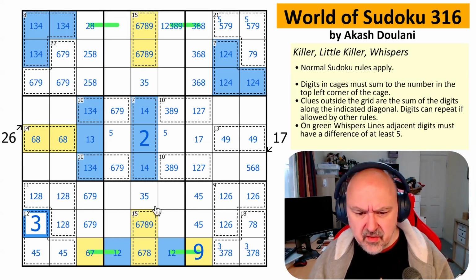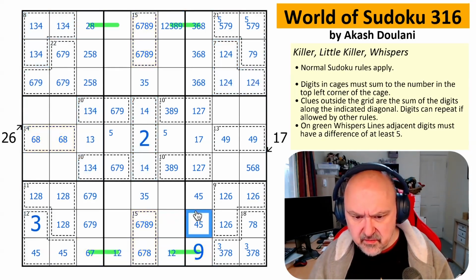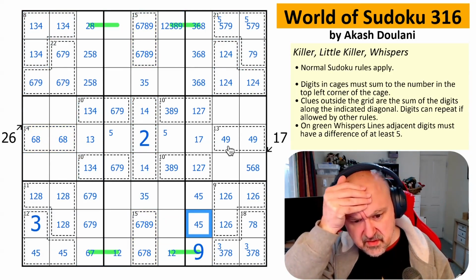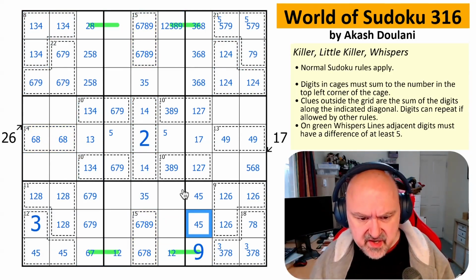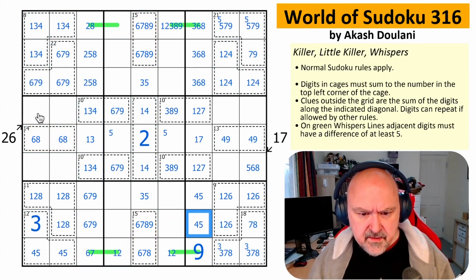And I don't think high-low is helping me in this puzzle at all, is it? I really don't think so. I'm going to get rid of it. The colouring is just making me distracted. So this is 2. I'm going to pencil mark this cell because it's down to 4 options and it's potentially helping the whisper line. 2, 5, 7, and 9.